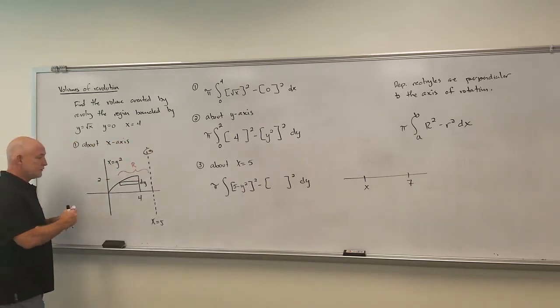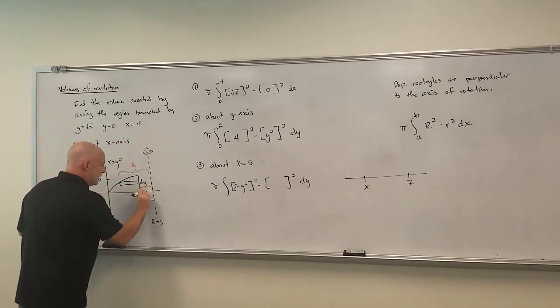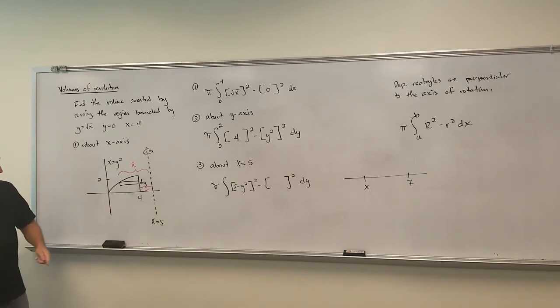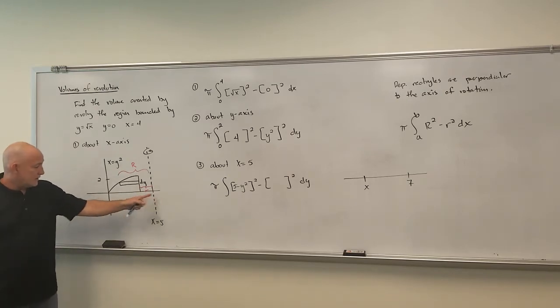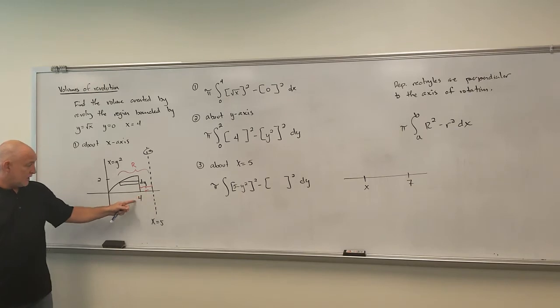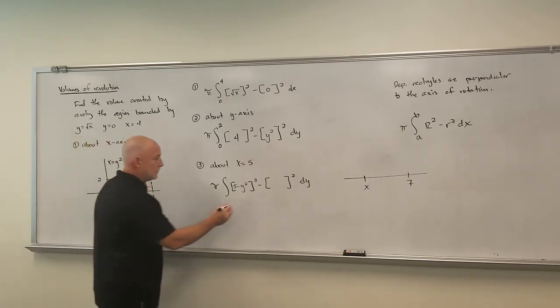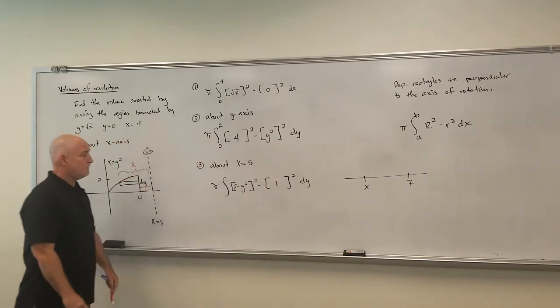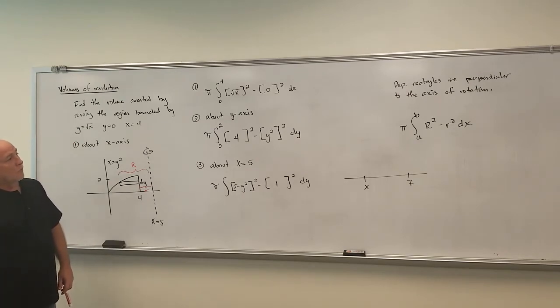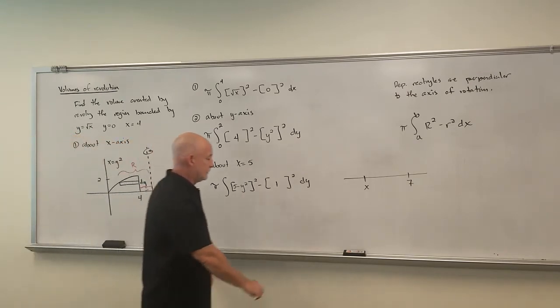Little r is the distance from the axis of rotation to the inside edge. So that's our little r right there. Well, that's always a constant, right? It's that x value minus that x value. So 5 minus 4 would just be 1. All right, let's do one more, and I'll bring it up here.